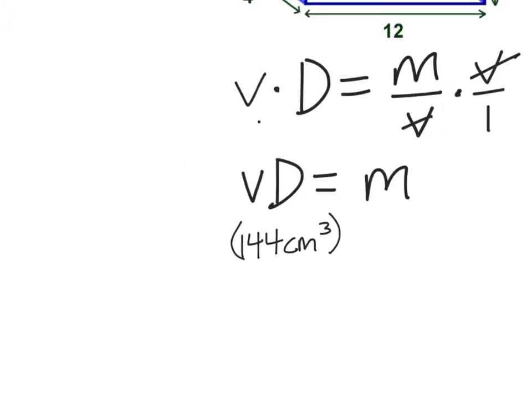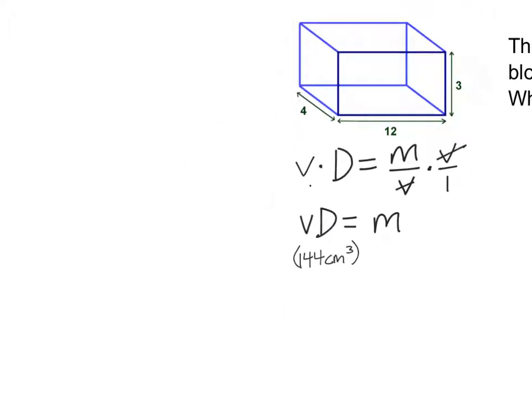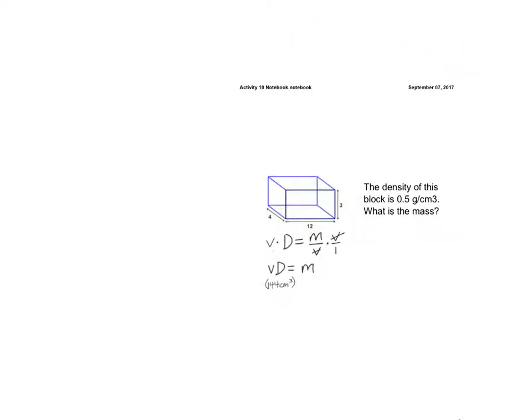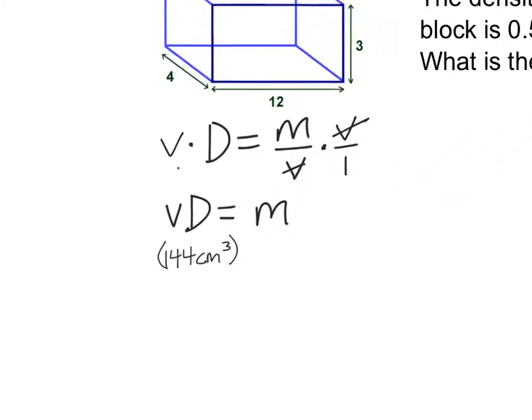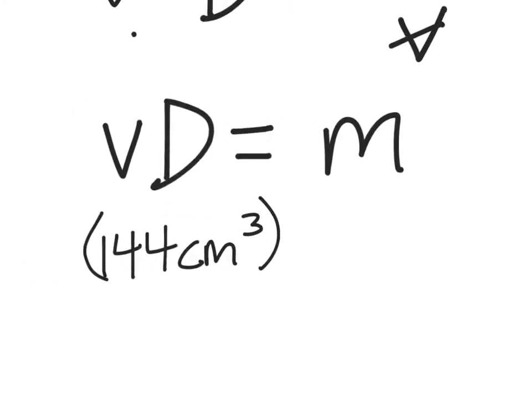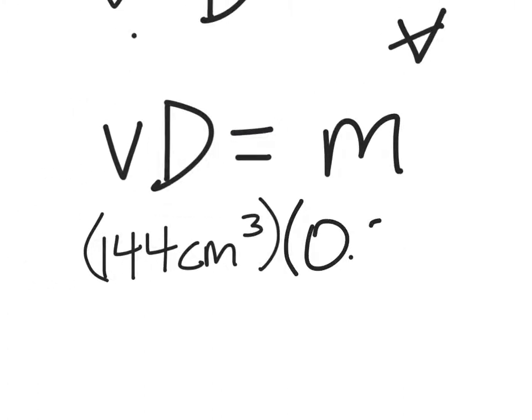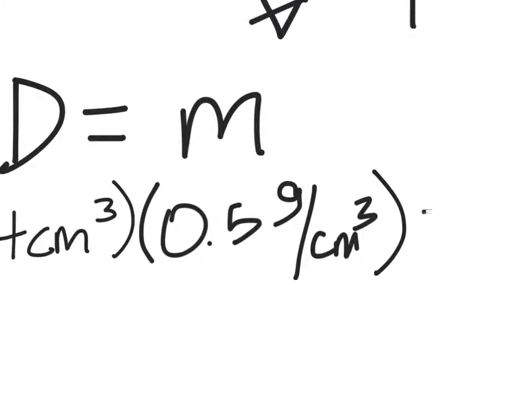And then the density here, it's telling me, is 0.5 grams per centimeters cubed. So that's the times 0.5 grams per centimeters cubed, okay, equals m for the mass.